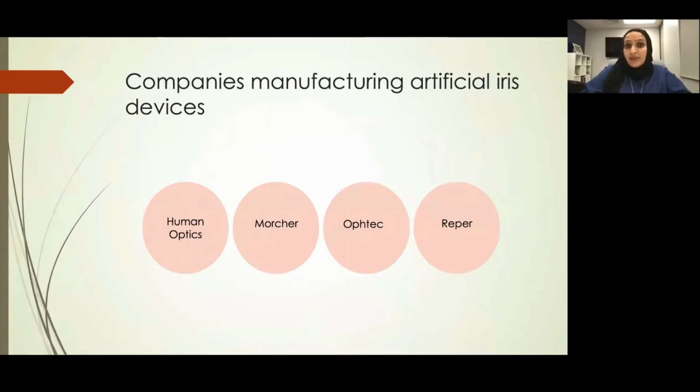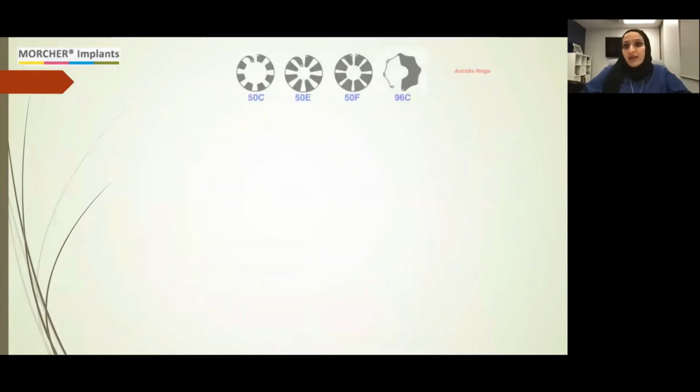So companies manufacturing artificial iris are Human Optic, Morcher, Oftec, and Reaper. We're going to go into details. Morcher implants, first of all, we have the aniridia rings. They're actually modified tension rings. We can implant 2 rings with overlapping rings to cover a full aniridia. It will solve the functional symptoms of the patient, but cosmetically doesn't help.